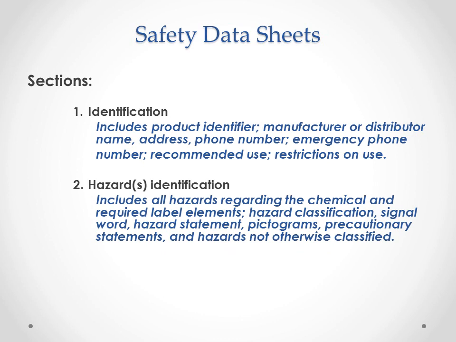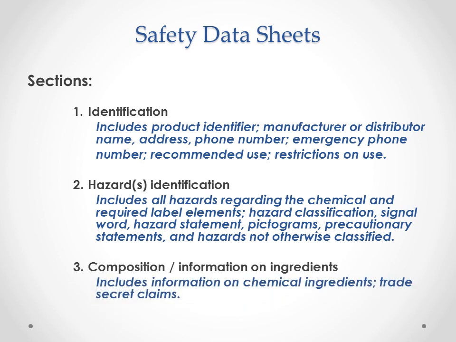Number 2 talks about the hazards. That's the hazard identification. So these are 2 very important sections. Number 2 includes all the hazards regarding the chemical and required label elements. And it'll have the hazard classification, the signal word, the hazard statement. There'll also be pictograms on the safety data sheet under section 2. You'll see the precautionary statements in more detail. And any other hazards not otherwise classified will be listed here.